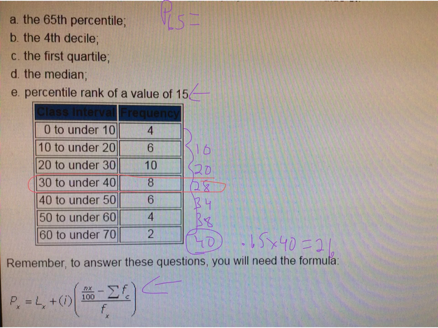So now we're going to focus on that particular row in the chart for all of the things that we're looking for. Lx is the lower limit of the class containing the x percentile, so Lx is going to be 30. Now, I is the size of the class interval, and each of these intervals or bins has 10 values in it, so I is going to be equal to 10. N is your total number of pieces of data or observations, and so that's 40.